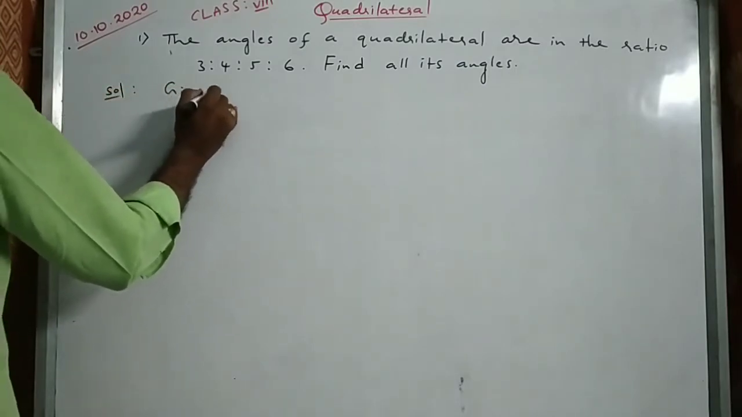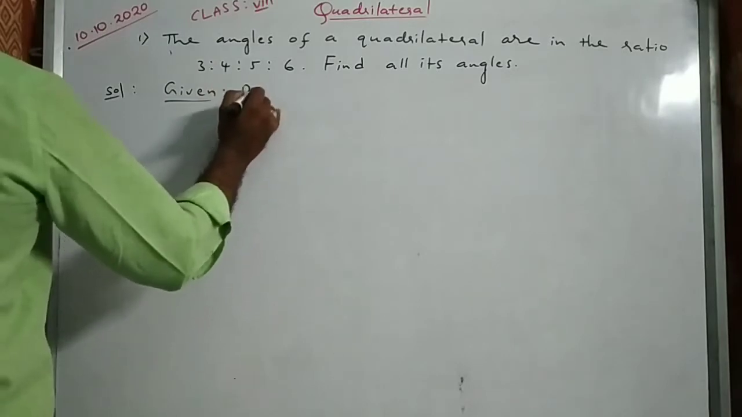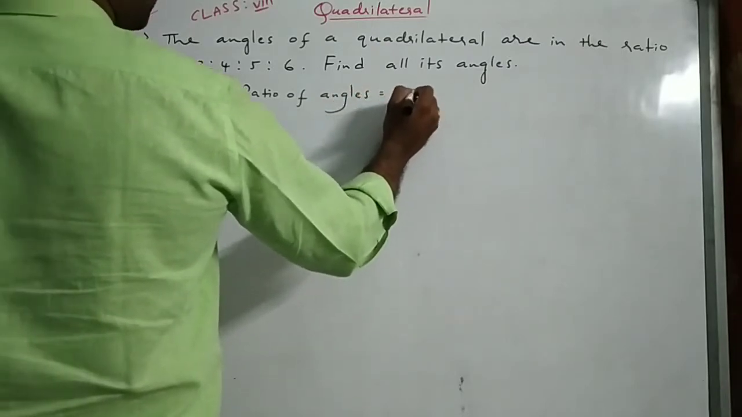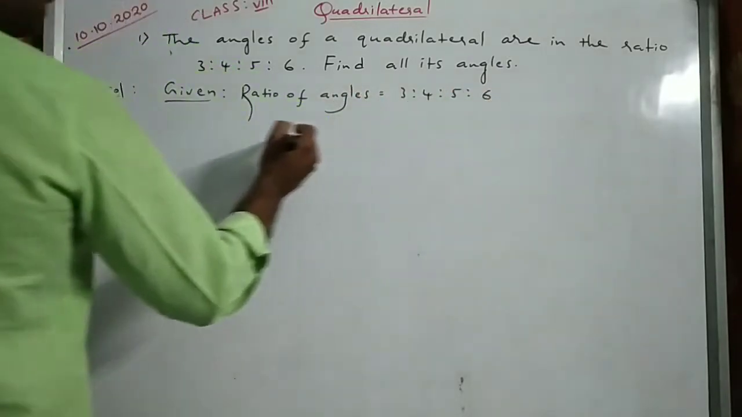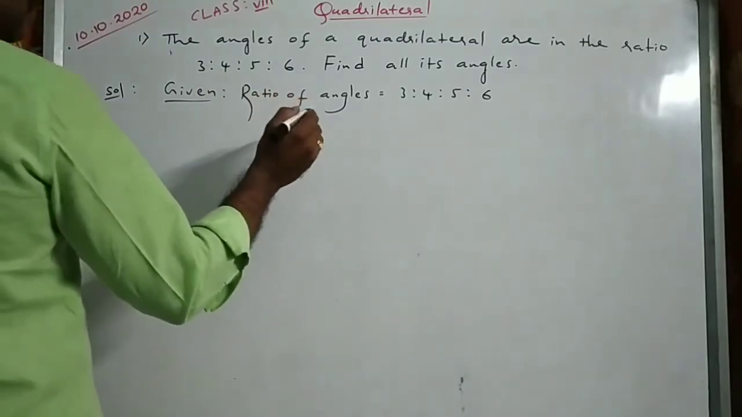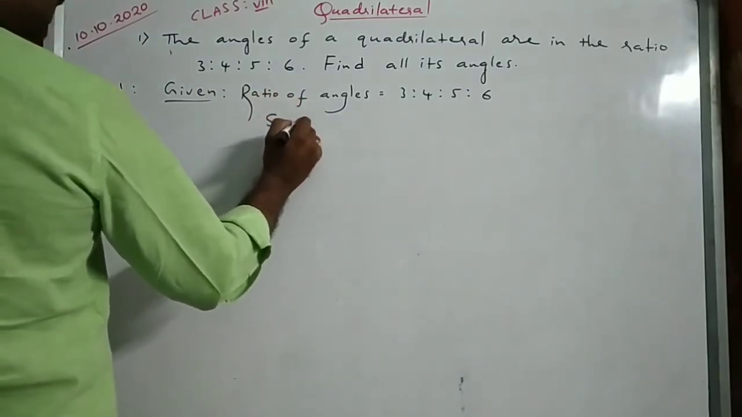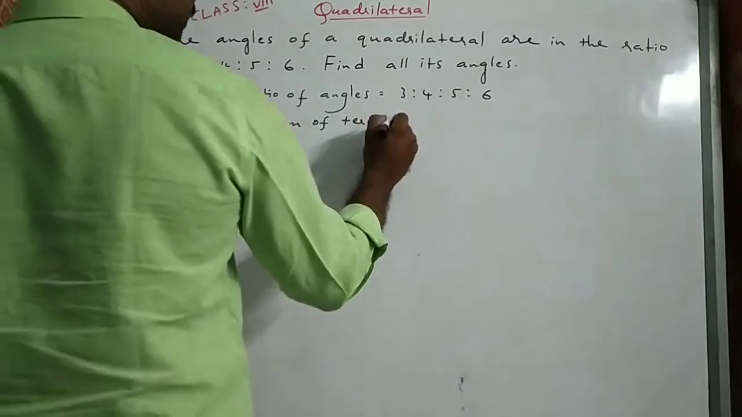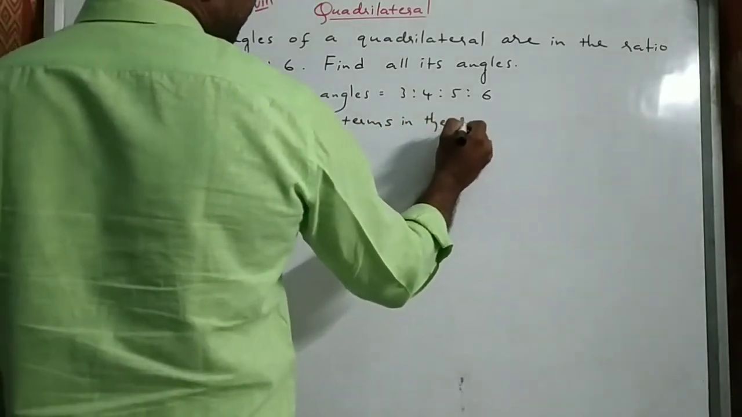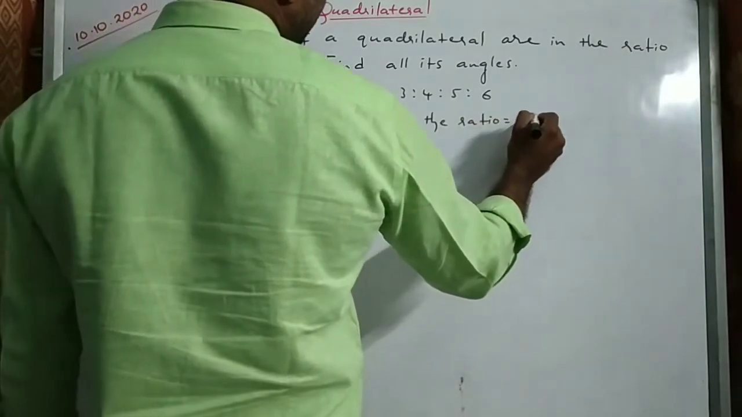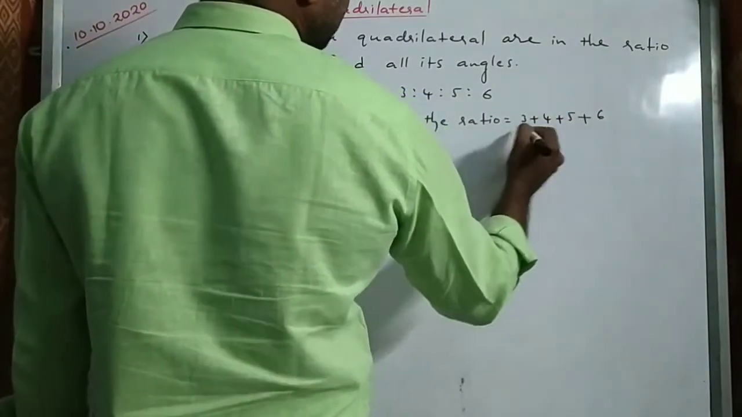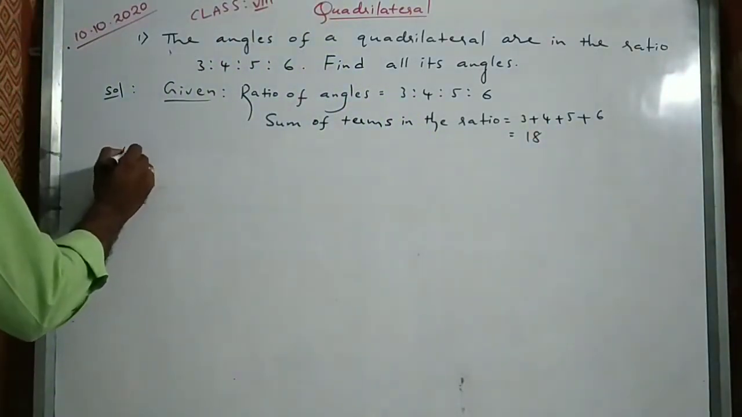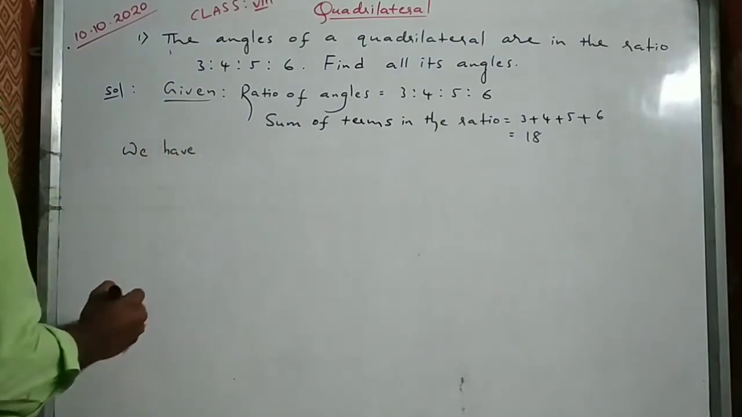What is given here? Ratio of angles is given, 3:4:5:6. First, what should you do? I told you already, sum of terms in the ratio. Sum of terms in the ratio equal to 3 plus 4 plus 5 plus 6, that is 18, right?